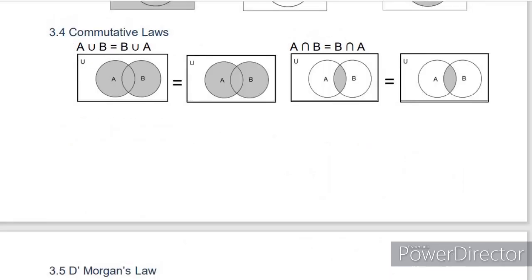Next is the commutative laws. A union B is equal to B union A. Again, A union B is equal to B union A. Commutative law means that if you change the order of the elements given, it is the same. That's why their Venn diagram looks the same. We just shade both elements that can be found in set A and B. Okay? So next is A intersection B is equal to B intersection A. So it is the same. So we will just shade their intersection.